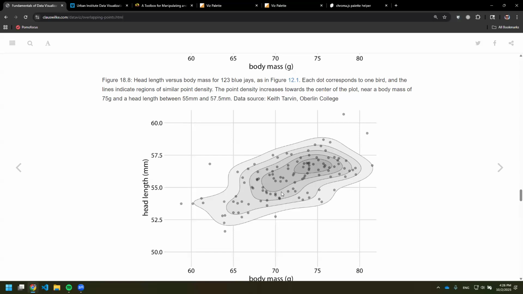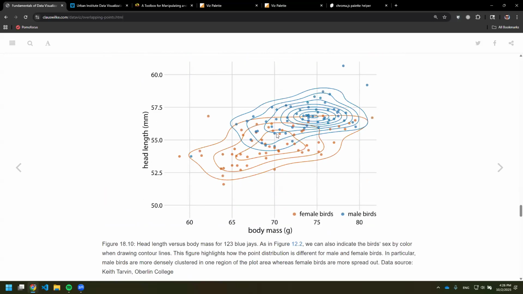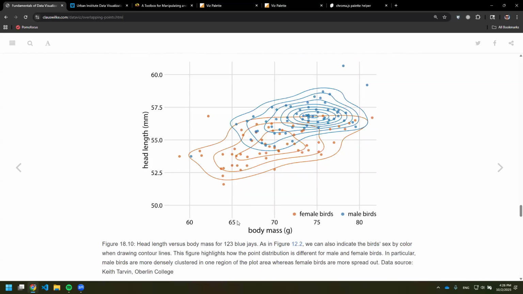But maybe we could subdivide the data into different groups. I believe this is the Palmer Penguins... oh no, sorry, this is the Blue Jays data set, not Palmer Penguins. Blue Jays. So here we could have two overlapping groups. We could say female birds: these are contour lines for female birds represented with orange, and these are contour lines for male birds represented with blue. To me, it seems quite busy. I can see what's going on, but visually it's quite busy, and for that reason, a little hard to immediately see any pattern without concentrating.